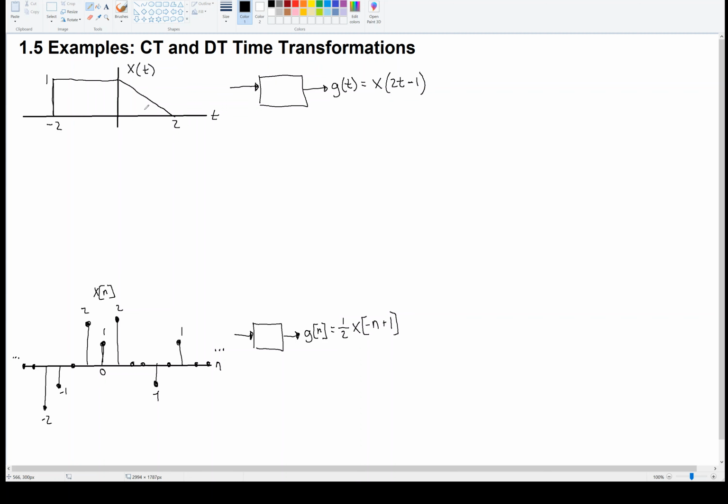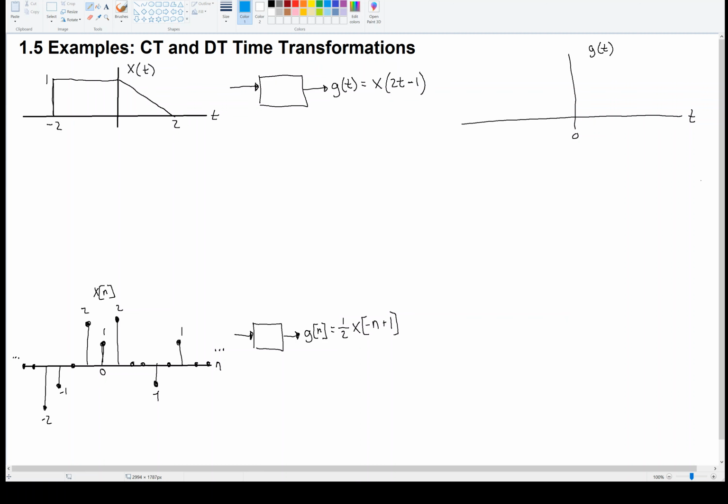Anyway, let's go back to the continuous time, and let's sketch g of t, which is the transformation. So here are my axes. Here's the t-axis, here's the origin, and this is going to be g of t. Now what I can do is just plug in some values of t and get a feel of what we're dealing with.